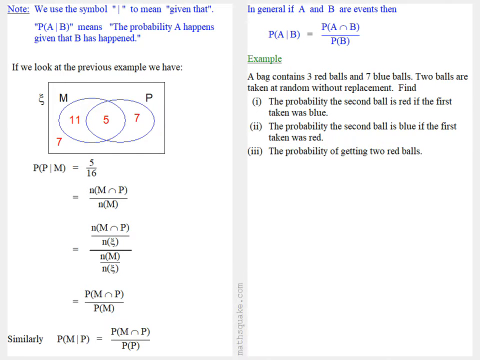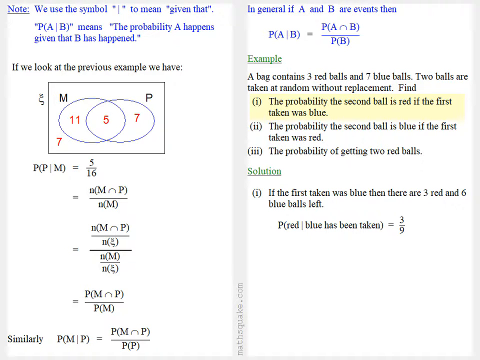A bag contains 3 red balls and 7 blue balls. 2 balls are taken at random without replacement. Find, in part 1, the probability the second ball is red if the first ball taken was blue. Well, to solve this, if the first taken was blue, then there are 3 red and 6 blue balls left. So the probability of picking a red, given that a blue ball has been taken, is 3 out of 9, which is 1/3.